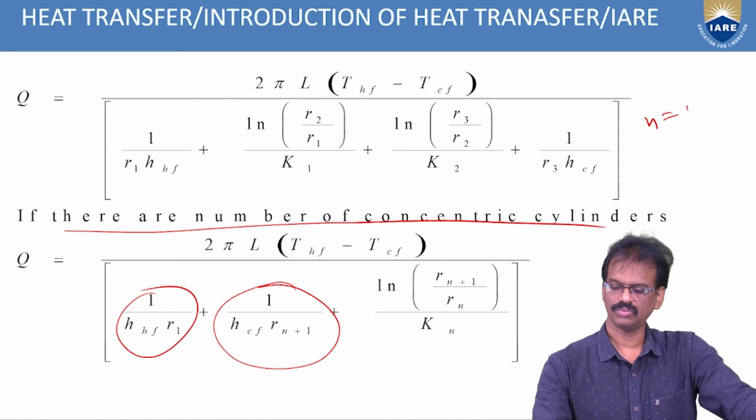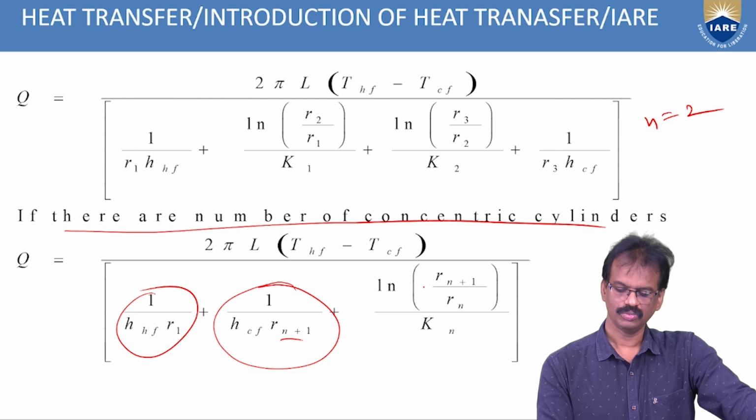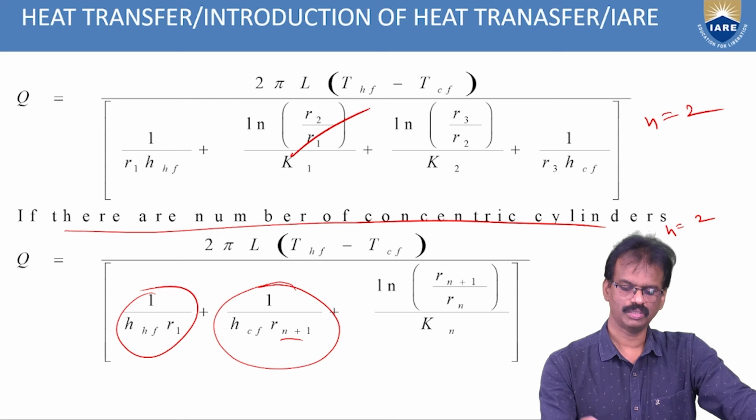N is equal to two layers. It means you will get Rn plus 1, so one more radius. Plus Ln Rn plus 1 by Rn by Kn. So that is the formula. So if it is N is equal to two layers, here we will get first this one and the second this one.